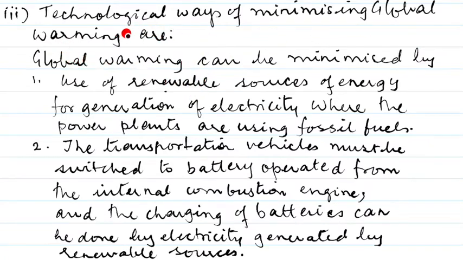And the 2 technological ways are, number 1, we use the renewable sources of energy for generation of electricity where the power plants are using fossil fuels. So it is fossil fuels against the renewable sources of energy. Second one, the transportation of the vehicles must be switched to battery operated vehicles from the internal combustion engine. And the charging of this battery can be done by electricity generated by the renewable sources.